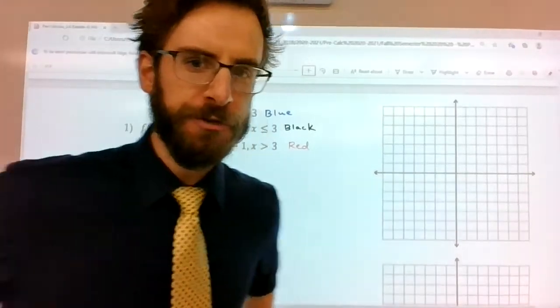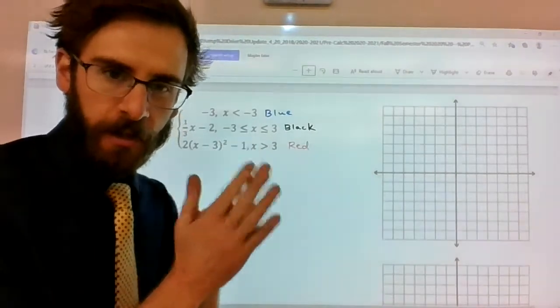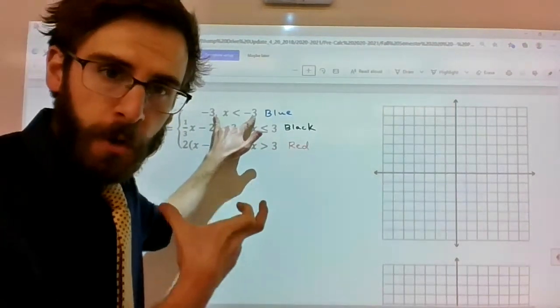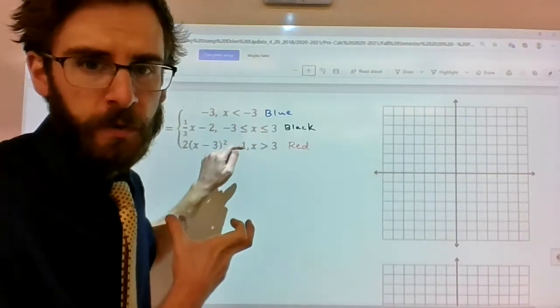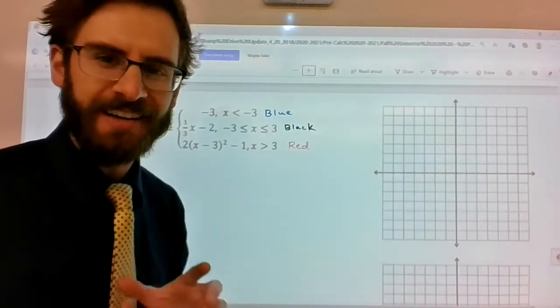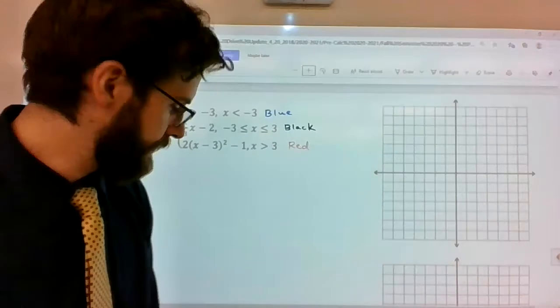All right, part 2 for 2.4. To make this easier for you guys, I'm not sure how well you can see the color scheme on this video, but I'm going to make the leftmost piecewise function blue, the middle black, and then the rightmost red, just to kind of distinguish between where one part of the piecewise ends and the next one begins.